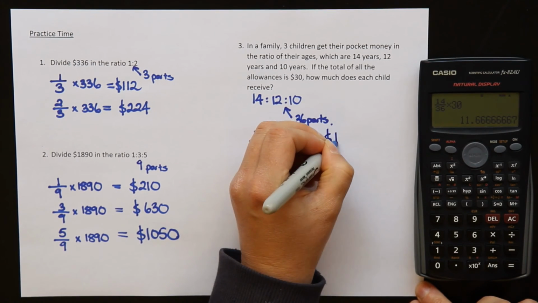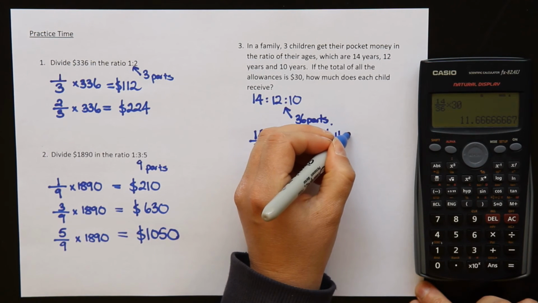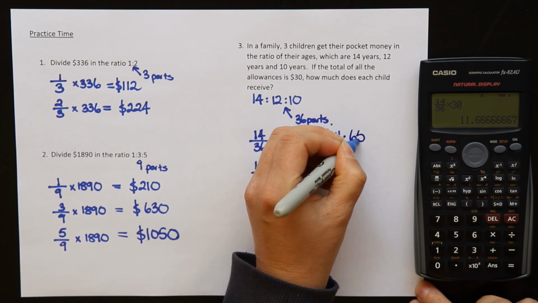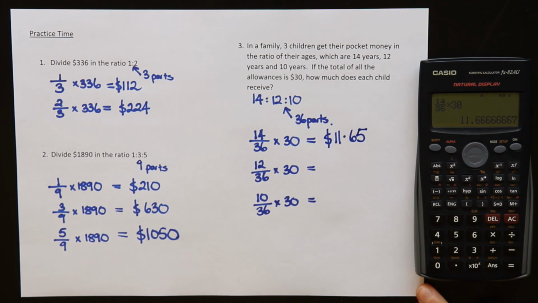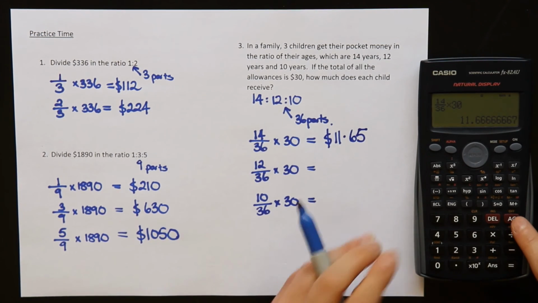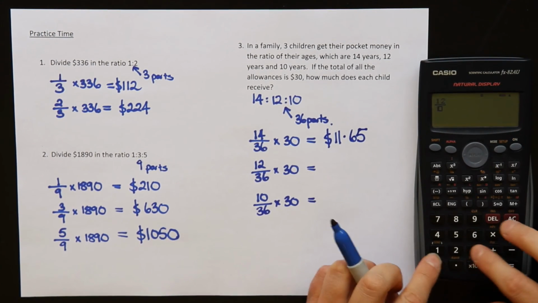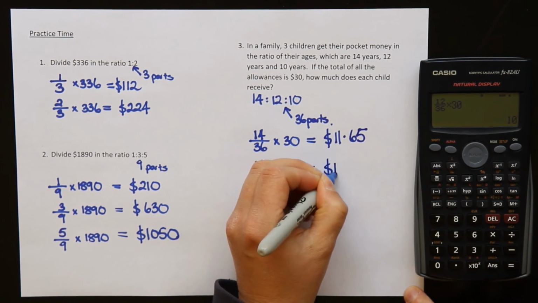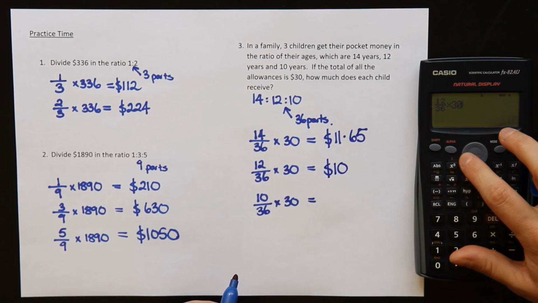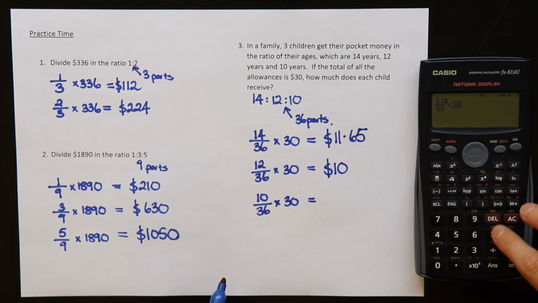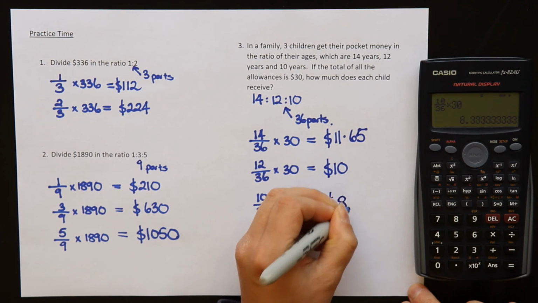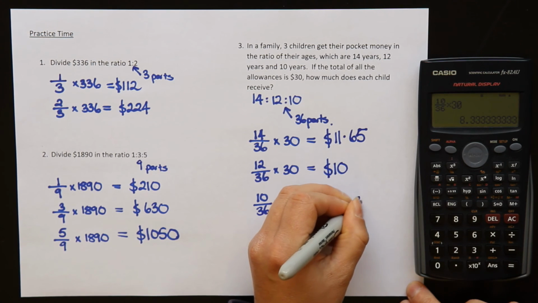The first child gets $11. Let's round it to the nearest 5 cents because it's money. So let's make that 65. Okay, and the next one, 12 over 36. They get a nice even $10. And the youngest child gets $8.35.